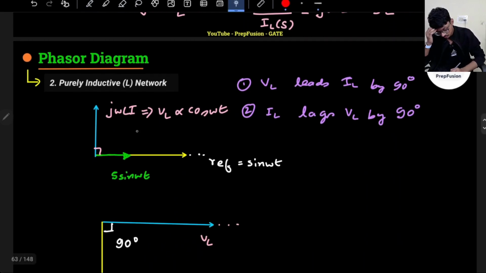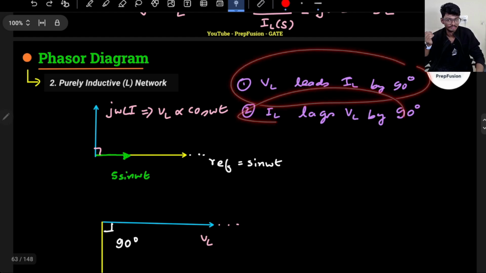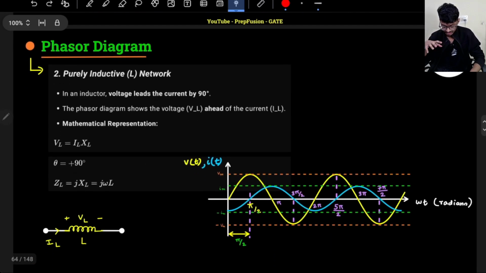Or what you can do with voltage, right? If you multiply minus J divided by omega L, you will get current. Okay, both ways work. There is not a right thing or wrong thing. Both are the same only. Okay, here as well, both statements are correct. So the summary is written over here.